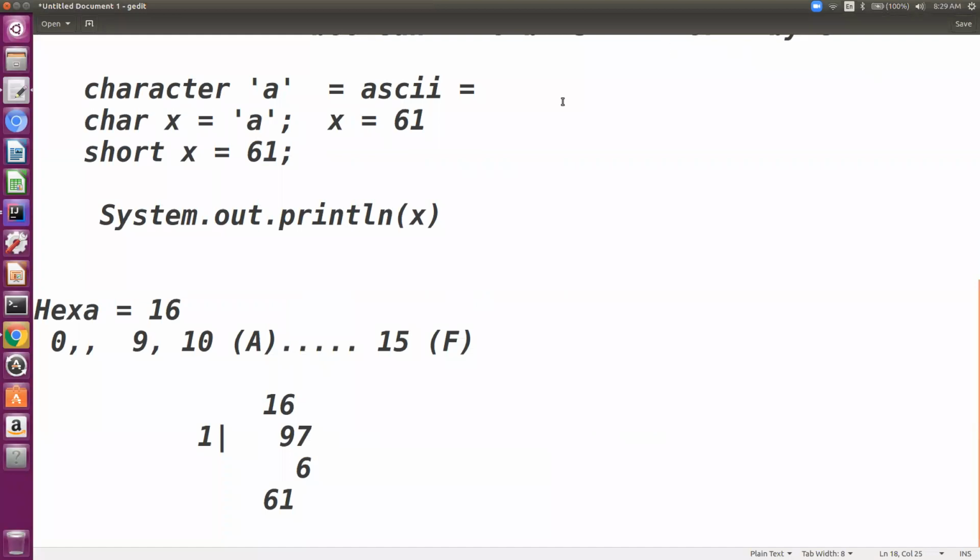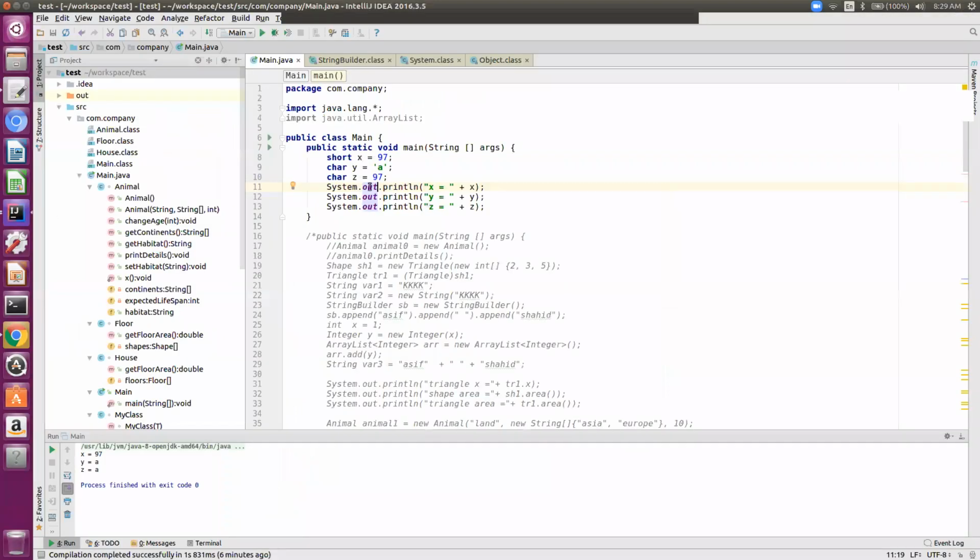How do I disable this? Okay. So you have understood the difference between char and short, right? Yes, sir. Okay.